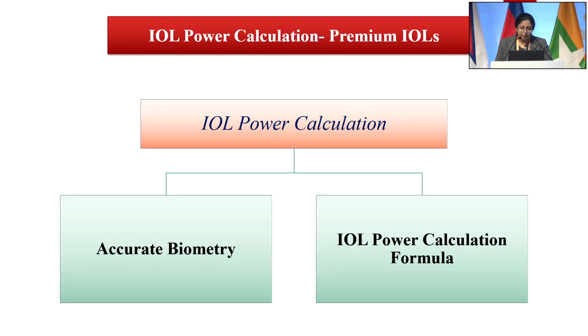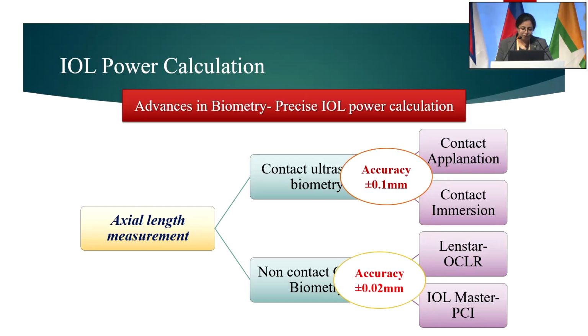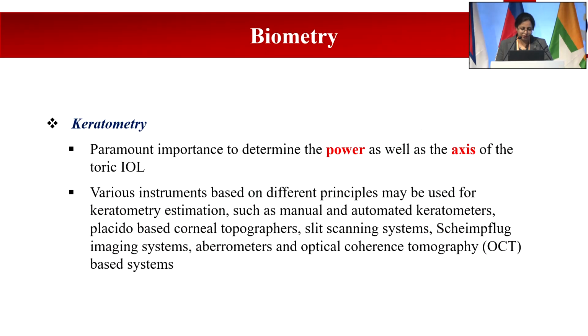Coming to the IOL power calculation, it has two aspects. One is capturing accurate biometry, the second is the formula that you use. Advances in biometry have led to precise IOL power calculation for axial length. Of course, contact ultrasound biometry is where we started, from contact applanation, then we went to immersion. Now most of us rely on non-contact optical biometry, which has a higher accuracy of plus minus 0.02 millimeter as compared to plus minus 0.1 with contact ultrasound biometry.